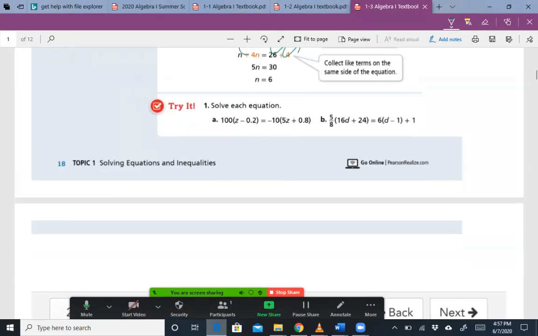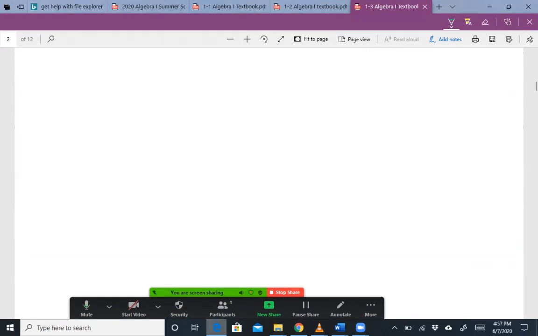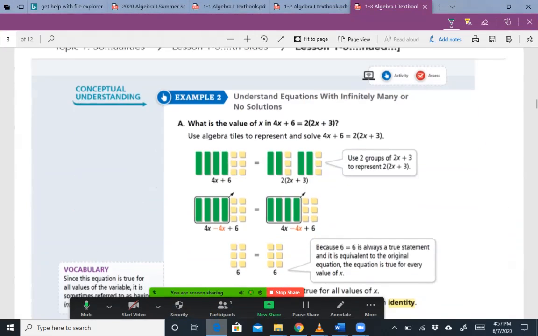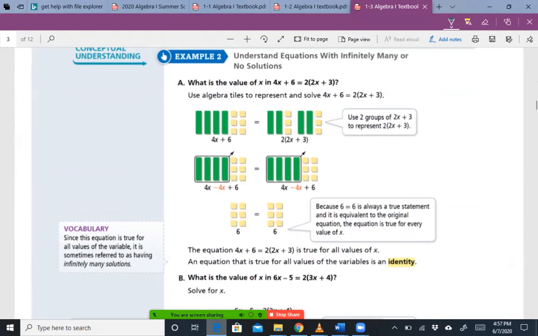Okay, here we go. As we move on now, I skipped the first example because I felt like it was easier. I did the more difficult one. Okay, you don't have to use algebra tiles for this one.